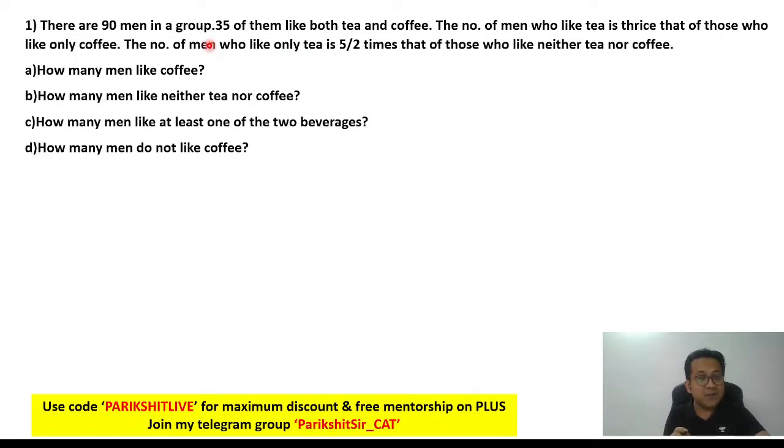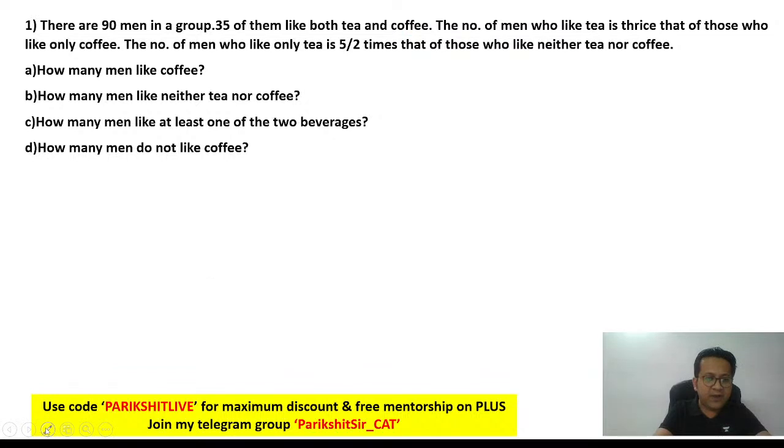How do you identify? Very simple. Whenever there is overlapping of data, what do I mean by overlapping data? It simply means same guy probably liking multiple things. You see here, 35 people are liking tea as well as coffee, meaning there is overlapping of data. And whenever there is overlapping of data, the best way to solve is via a Venn diagram.